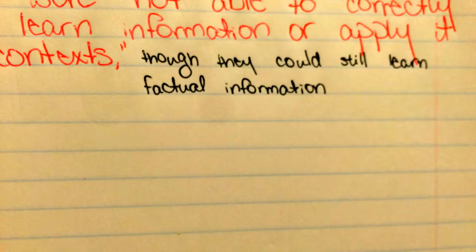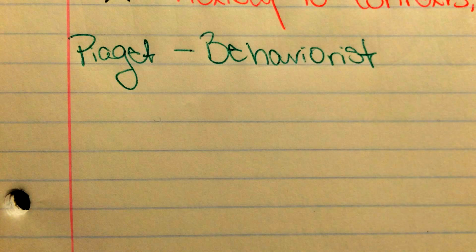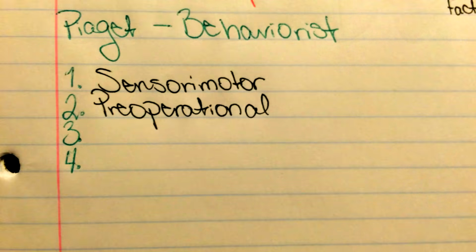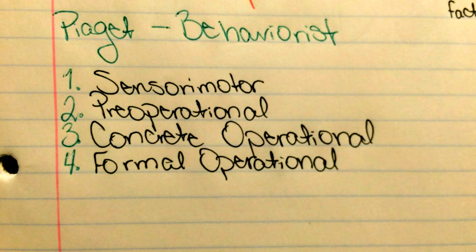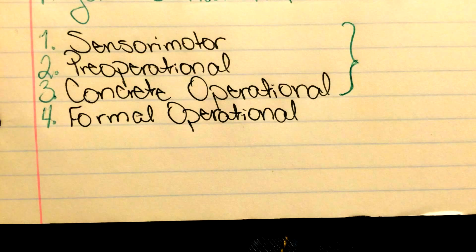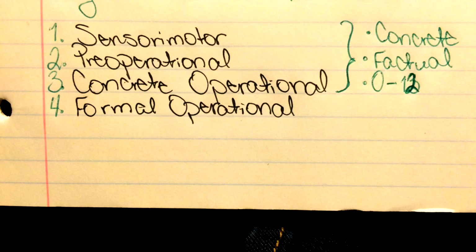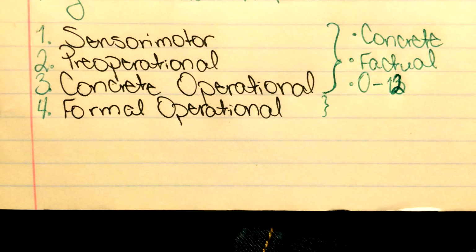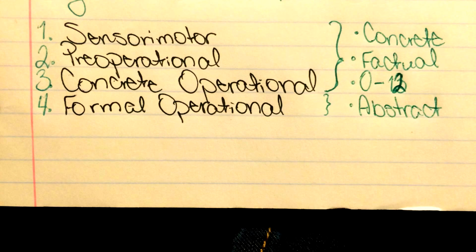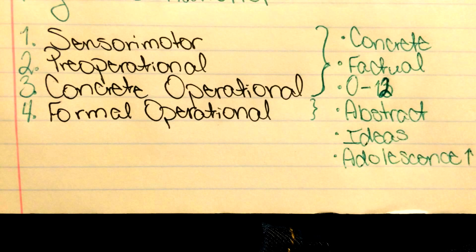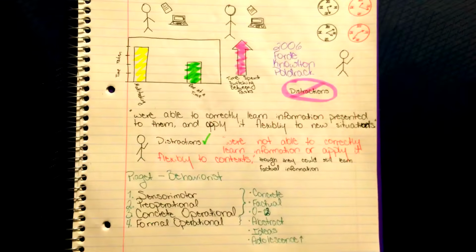Well, according to Jean Piaget, a behaviorist, there are 4 stages of a child's cognitive development: sensory motor, pre-operational, concrete operational, and formal operational. The first 3 stages have to deal with information that is concrete, factual, and applied to children from birth to age 12. The 4th deals with abstract concepts and new ideas, and develops in early adolescence or adulthood. With only having the ability to learn factual information, it's almost as if we're still 12.